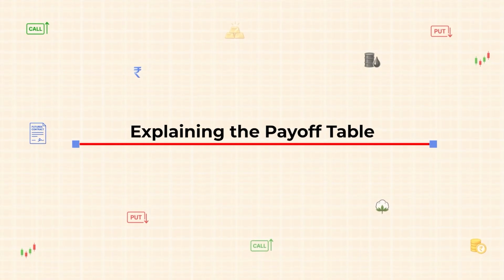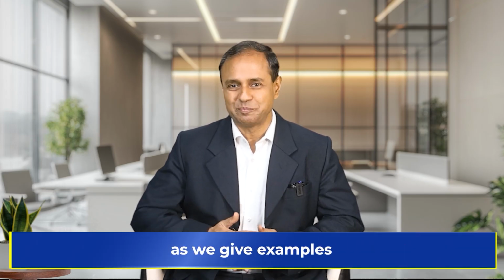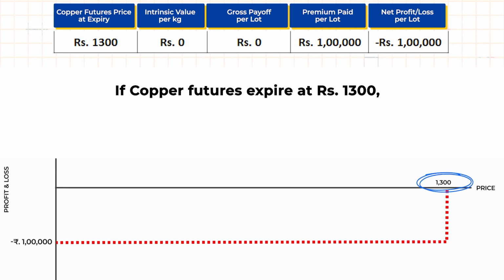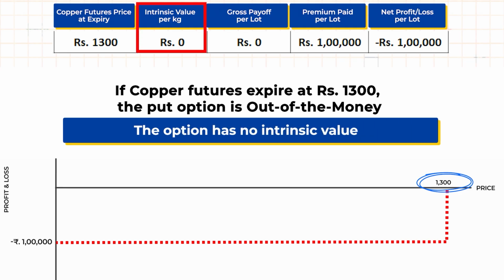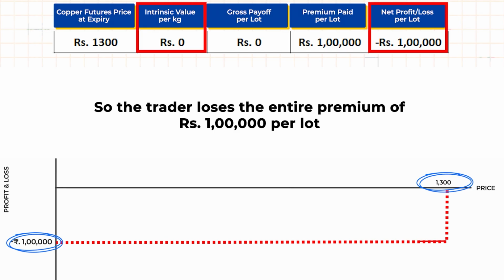Explaining the payoff table. Now let us read the payoff table. We will plot each of the points in a chart as we give examples. If copper futures expire at Rs 1300, the put option is out of the money. The option has no intrinsic value. So the trader loses the entire premium of Rs 1 lakh per lot.